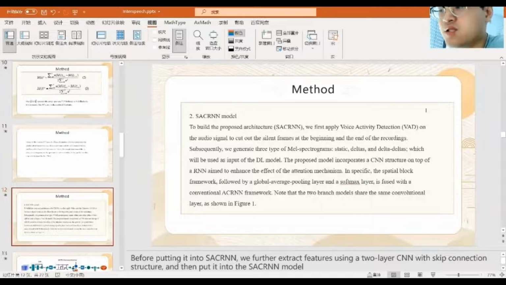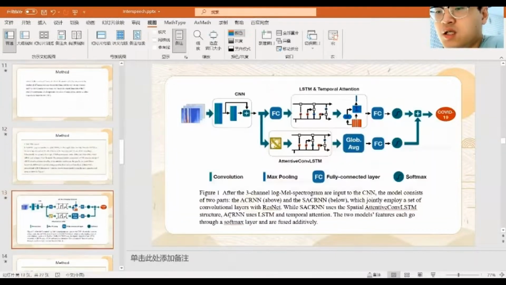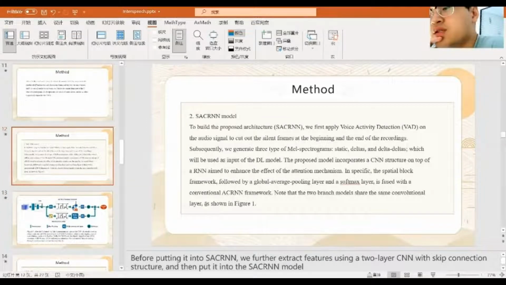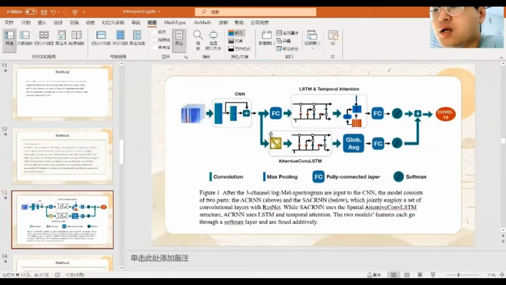Specifically, the spatial block framework is followed by a global average pooling layer and the softmax layer, filled with the convolutional SACRNN framework. Note that the two-branch modules share the same convolutional layers as shown in figure 1. Before putting the input into SACRNN, we extract features using two layers of CNN with skip connections, and then put it into the SACRNN module as shown in figure 1.